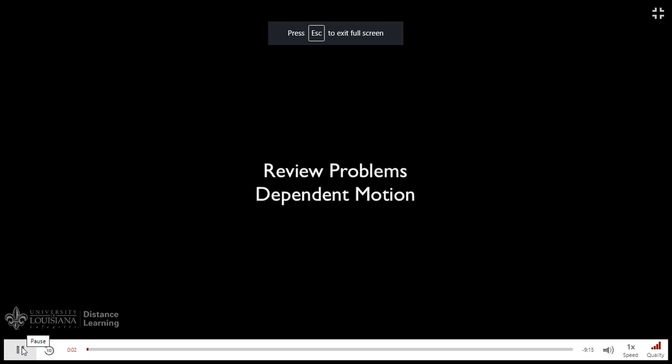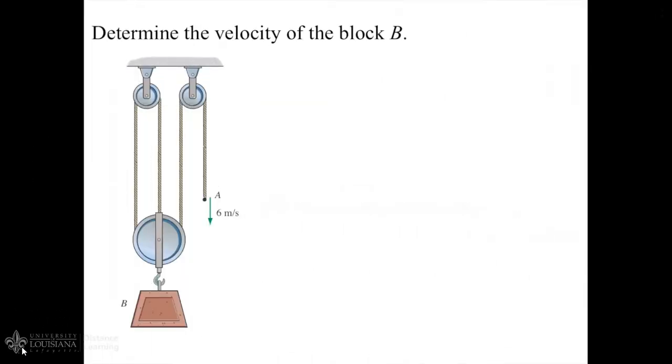Problems that involve the dependent motion of two bodies connected together through a system of chords. We'll begin with this one. See if you can determine the velocity of the block at B if A is moving downward at 6 meters per second.